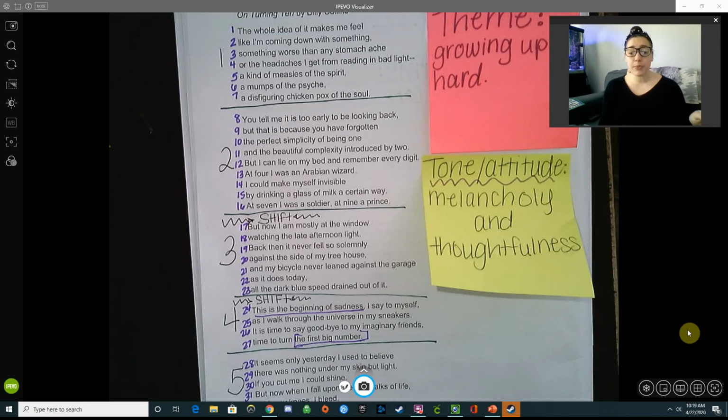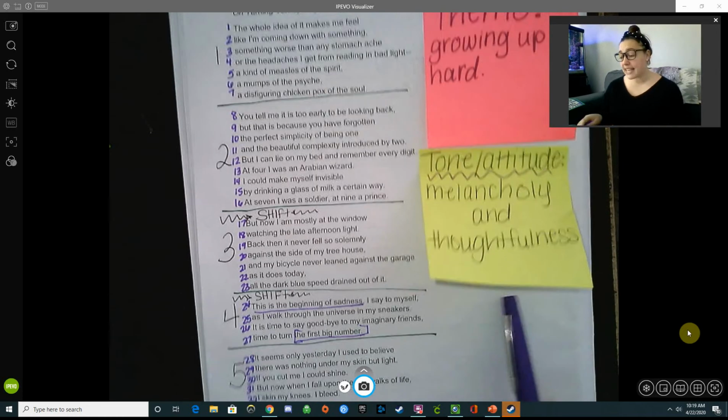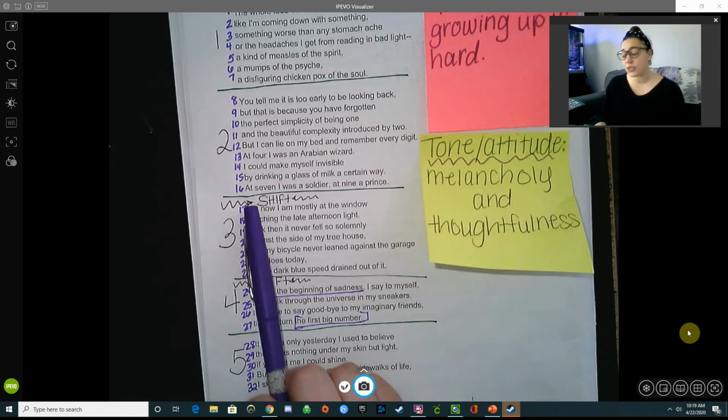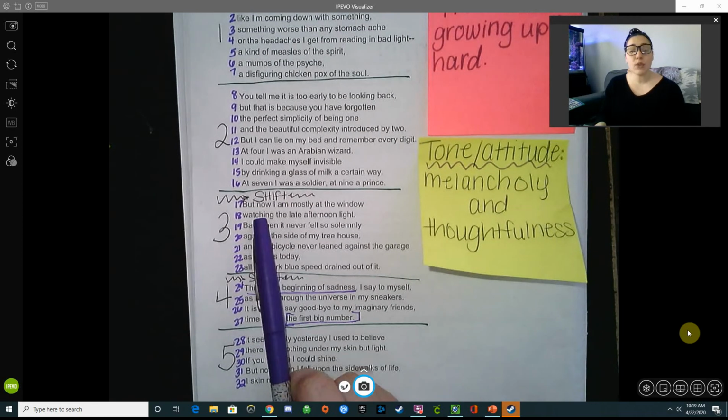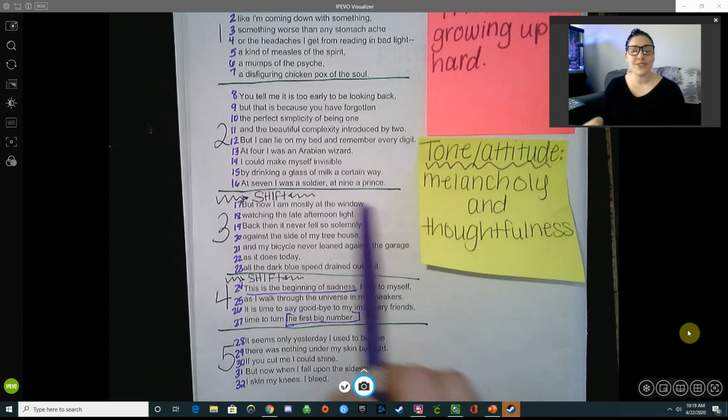So if we keep going on and we see, I put a little squiggly here and I wrote shift. This is a big shift in the poem.